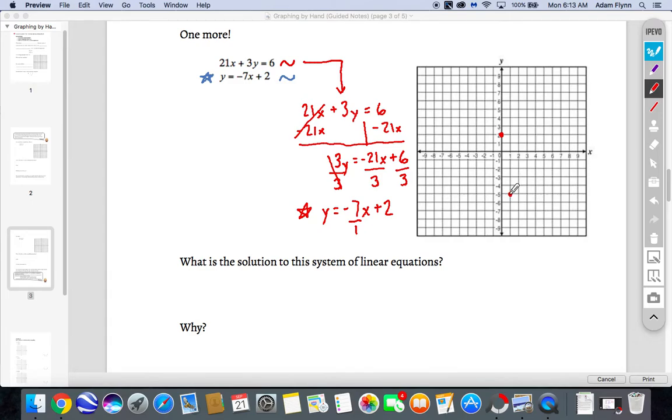I'm going to run out of room if I go down 7 here. That's not possible. I can only go down 5 on this coordinate plane. So on the other side, I will go up 7, 1, 2, 3, 4, 5, 6, 7, and to the left 1.